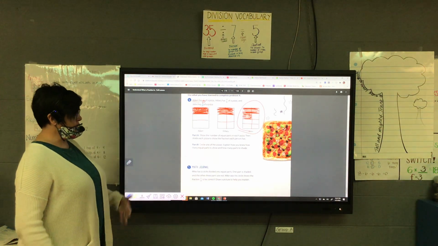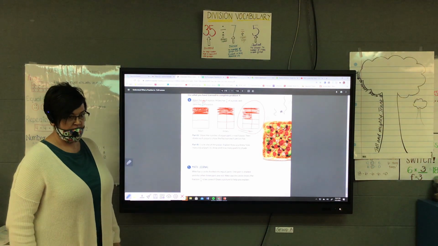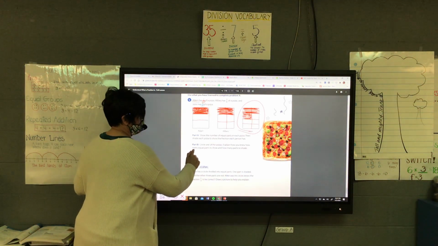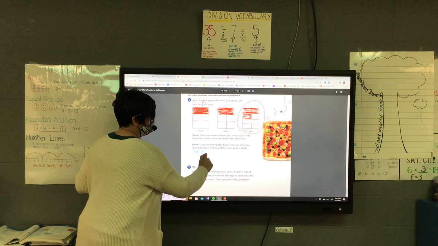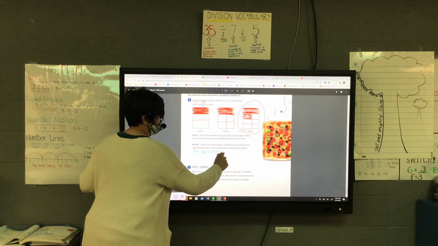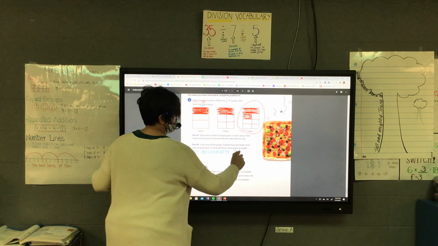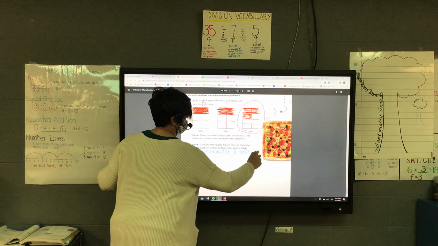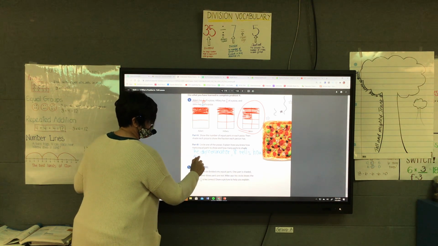So, how did we know how many equal parts to show? 8. The denominator, which is what? The bottom number. And what number is that? 8. So the denominator, 8, tells how many equal parts?